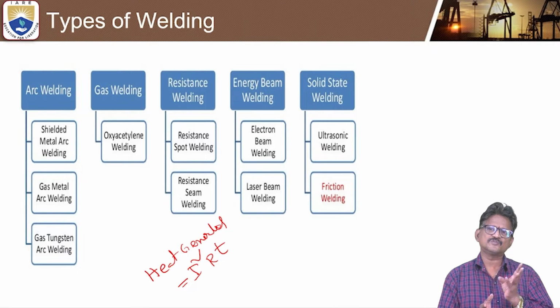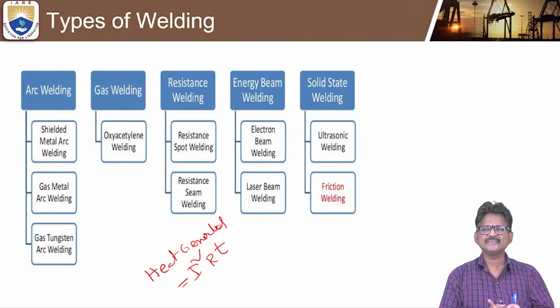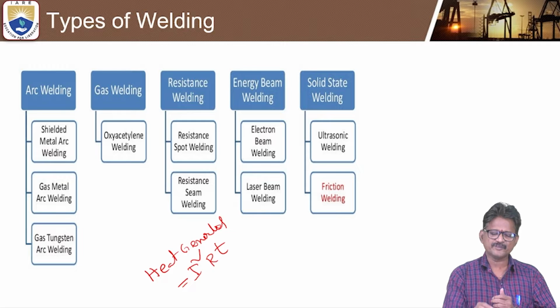The first and foremost are spot welding, seam welding, percussion welding, projection welding, and butt welding. All these types of welding come under resistance welding. Mainly the principle involved is this I square RT.